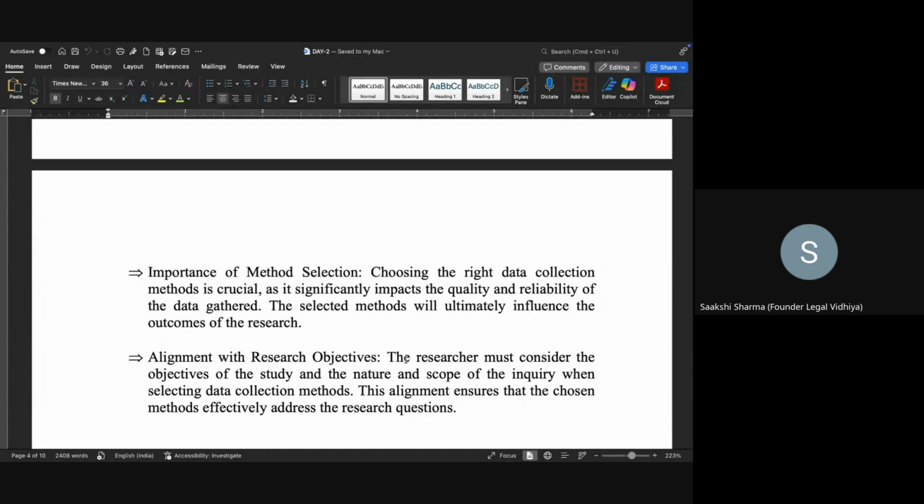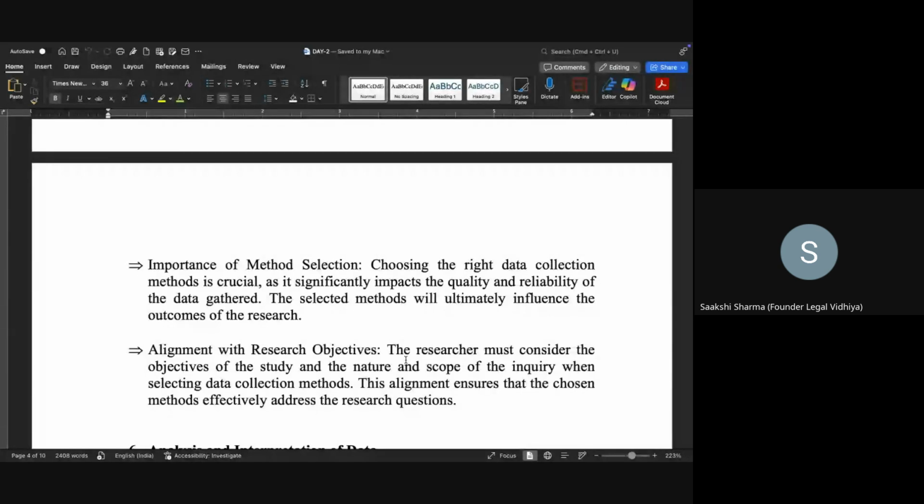Should I only do interview? Should I only do questionnaire? From what other sources can I collect data? Is it only the public sources, or are there any other sources जहाँ से मैं data collect कर सकती हूँ? Always answer these questions in your mind to ensure that you have a good quality of data available with you, which is also very reliable, and your data collection method should align with your research objective.